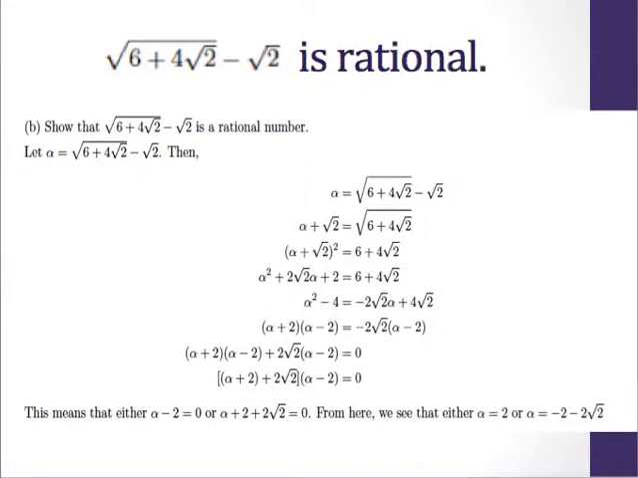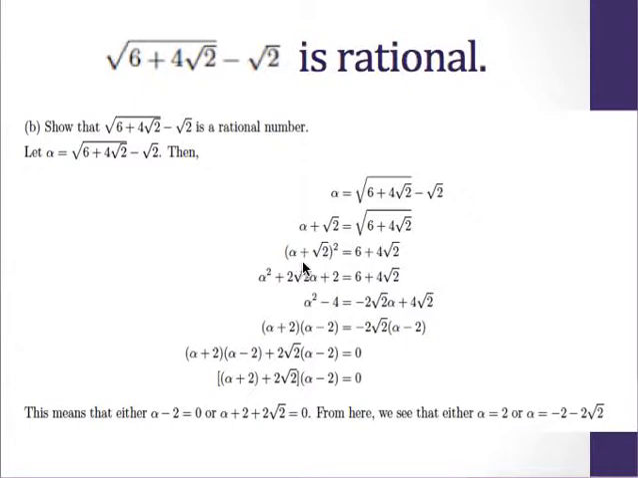Moving along, we can use the same logic to show that the square root of 6 plus 4 square root of 2 minus the square root of 2 is also rational. So once again, we're going to let alpha equal the square root of 6 plus 4 square root of 2 minus the square root of 2. And we're going to go through this with basic algebra steps again. So we're going to move square root of 2 over to the left-hand side by adding it. And then we're going to square both sides.